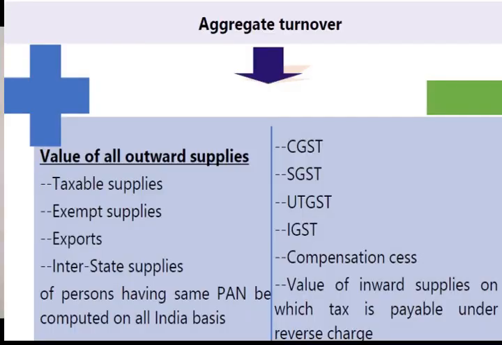If we see aggregate turnover, you can see in the diagram that it includes four things. Number one is taxable supply, number two exempt supply, number three exports, number four interstate supplies. All this for a person with the same PAN on an all India basis. What we have to exclude, as you can see on the right side, is your IGST, SGST, CGST, UTGST and inward supplies on reverse charge basis. We have to exclude this from the turnover. This will be your aggregate turnover for the purpose of your threshold computation.